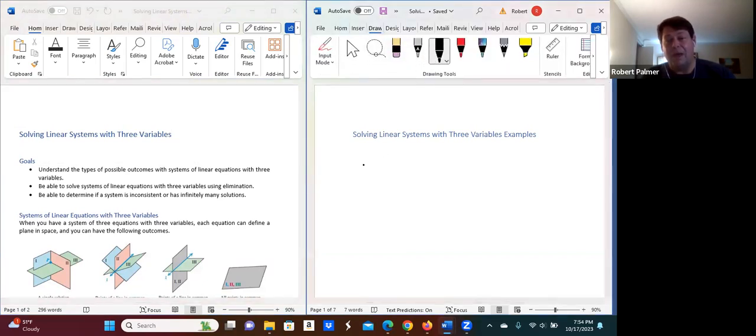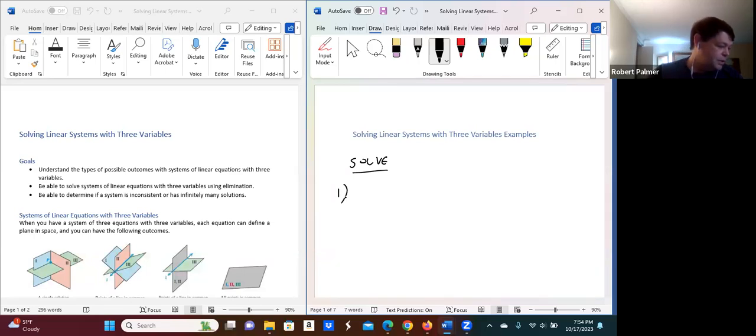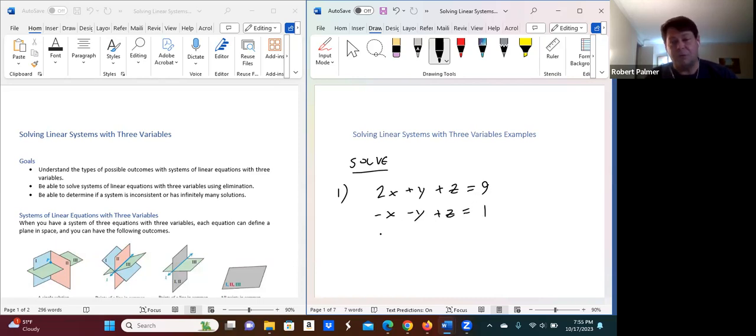You get an idea what these look like. So our directions will be to solve. And so the first one we'll do will be this example. So it's going to be 2x plus y plus z is equal to 9. That's our first equation. Then minus x minus y plus z is equal to 1. And our third equation will be 3x minus y plus z is equal to 9.